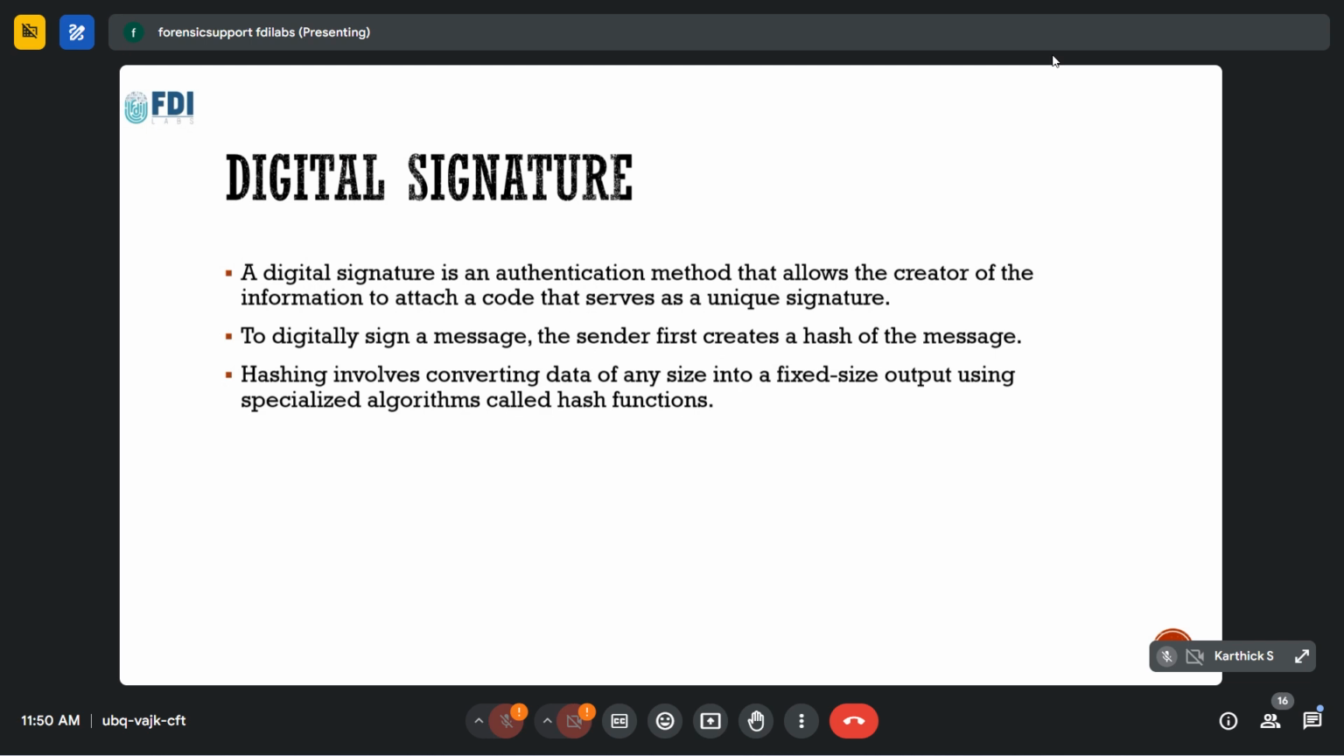So next one is digital signature. Digital signature is an authentication mechanism that enables the owner of the information, the creator of the information, to attach a code that will act as a signature. What are these codes that we are talking about? Some codes, like hash codes. These hash codes usually will be generated from the data of the image itself, by using some hash functions or hashing techniques. And that hash code will be encrypted by the private key of the owner that does this encryption.